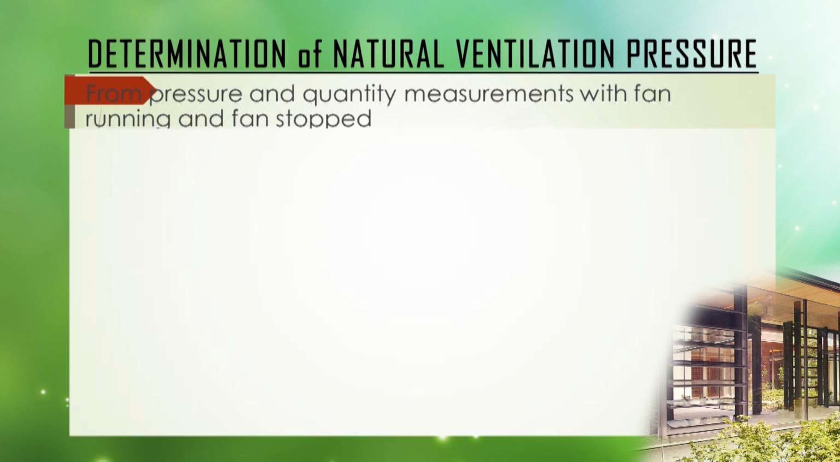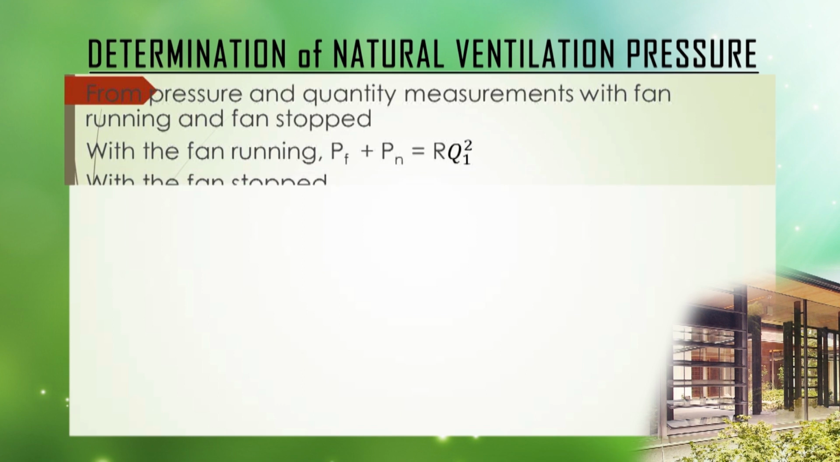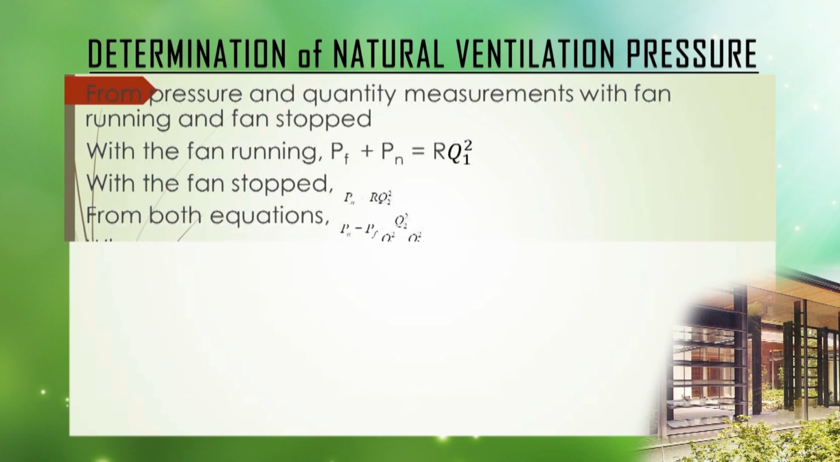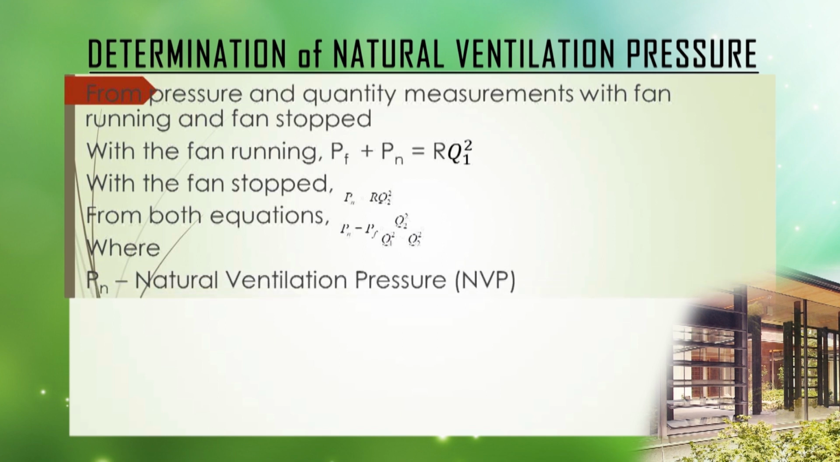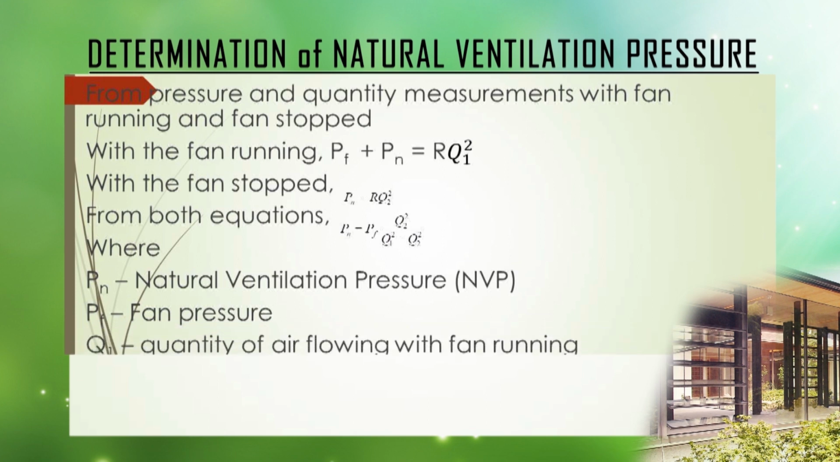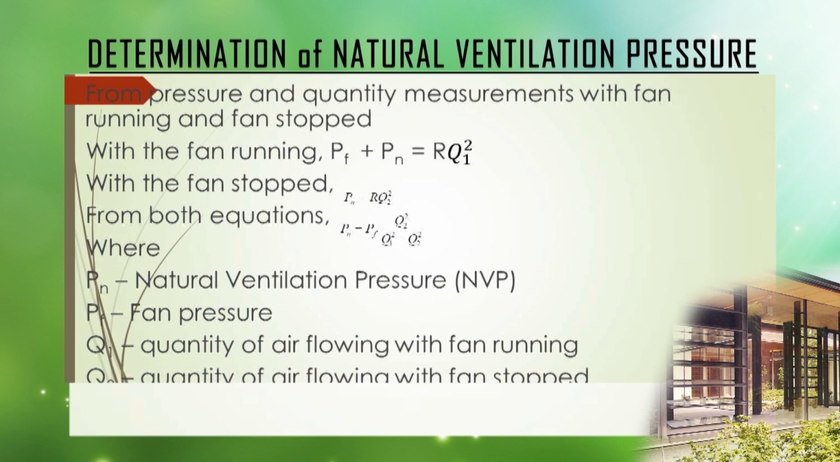Determination of natural ventilation from pressure and quantity measurements with fan running and fan stopped. Clearly, when the fan is running, there will be combined pressure, that is Pf plus Pn, which is R Q1 squared. Here R is the mine resistance and Q1 is the quantity of flow during the working of the fan. When the fan is stopped, it becomes Pn, because fan pressure vanishes and only natural ventilation pressure comes into role. This is R Q2 squared.